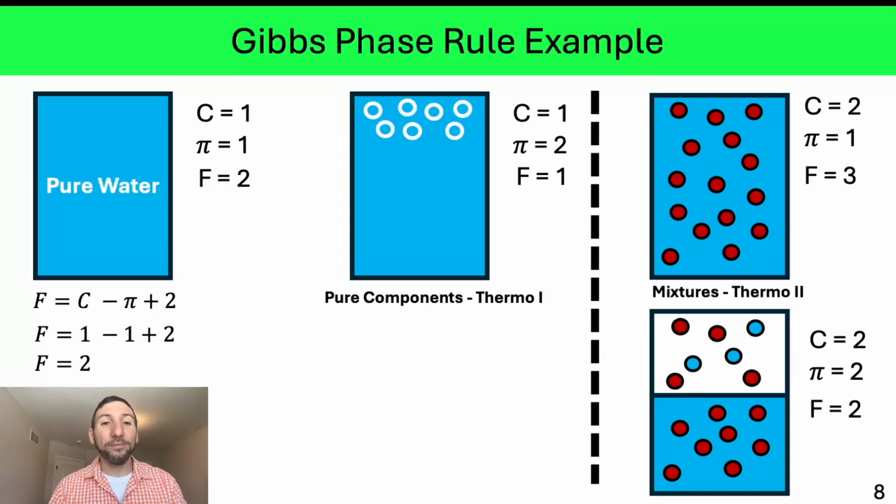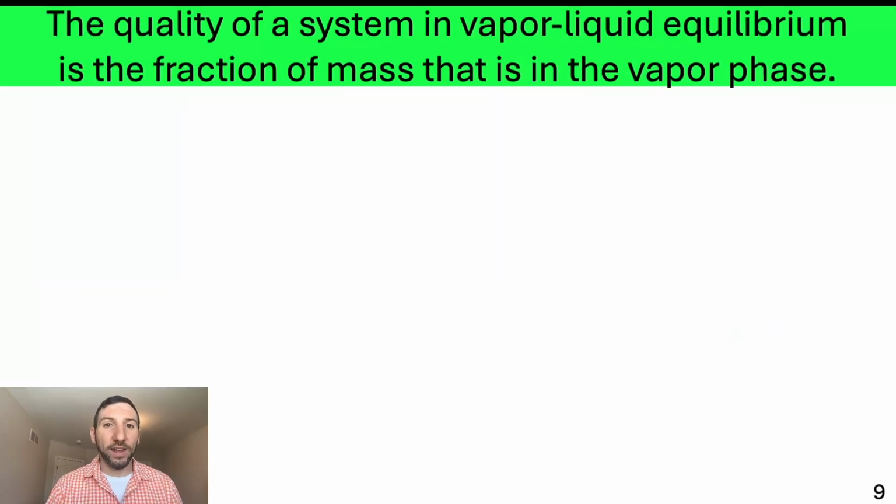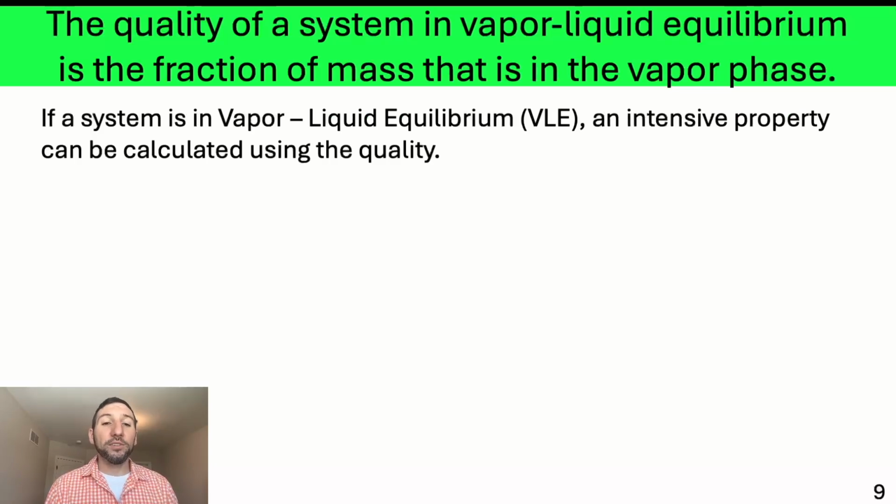So we've got the Gibbs Phase Rule, and there's another property and value that is good to know when you're dealing with equilibrium, in particular for liquid and vapor, and that's quality. So what quality deals with is when you have saturated liquid and vapor, and you are transitioning between the two phases, the quality is going to talk about the mass fraction that is in the vapor phase. And if you have a quality, you can use that to calculate some of the different intensive properties. And this is only useful if you have both saturated liquid and vapor in your system.